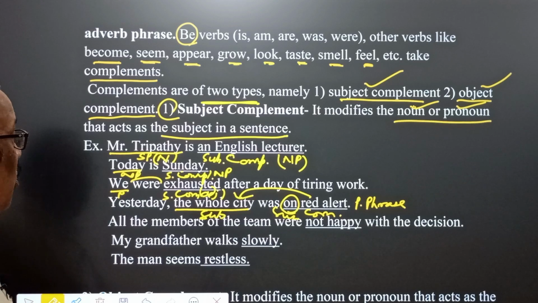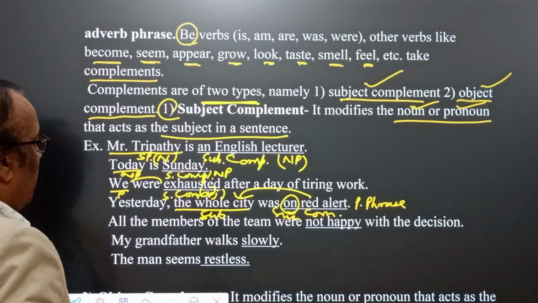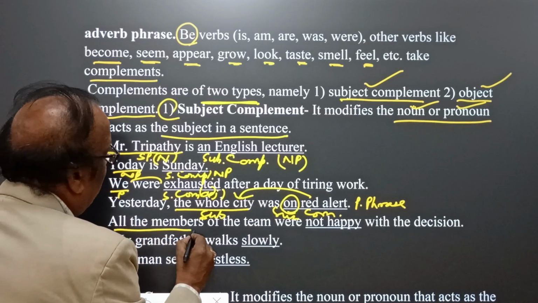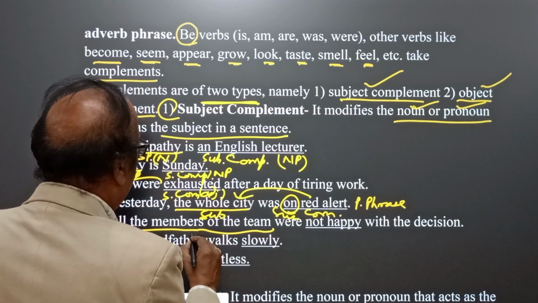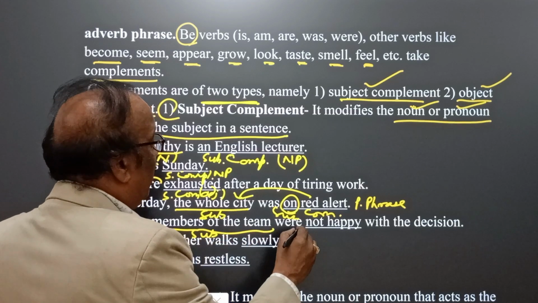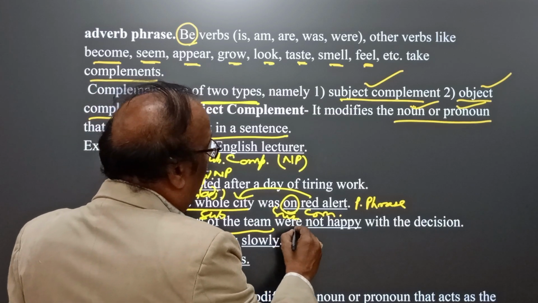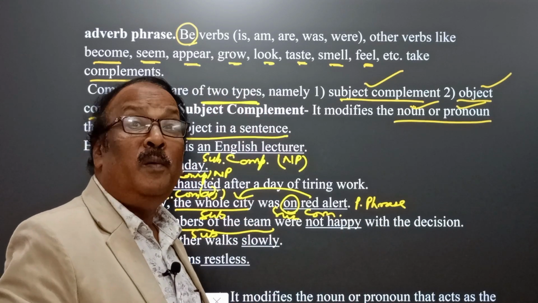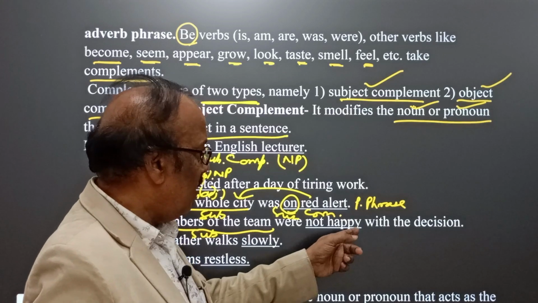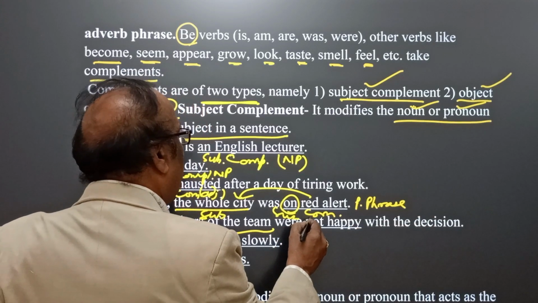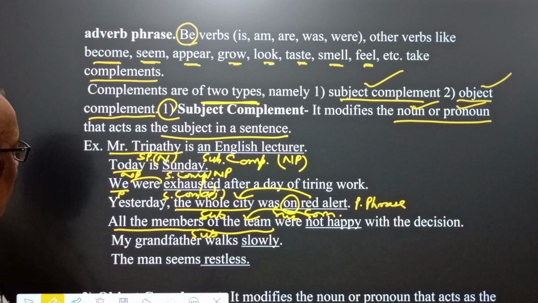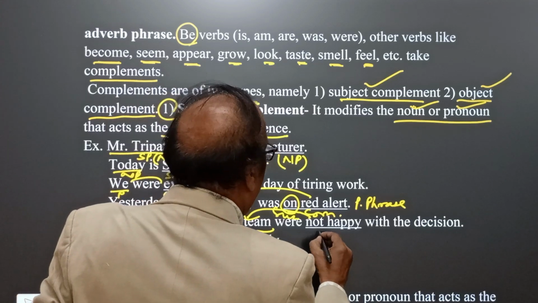So here we find how the complement refers to the subject. All the members of the team, subject, are not happy with the decision. We are not happy means unhappy, an adjective. We are not happy with the decision. Unhappy qualifies, modifies all the members of the team, and hence it is also a complement.